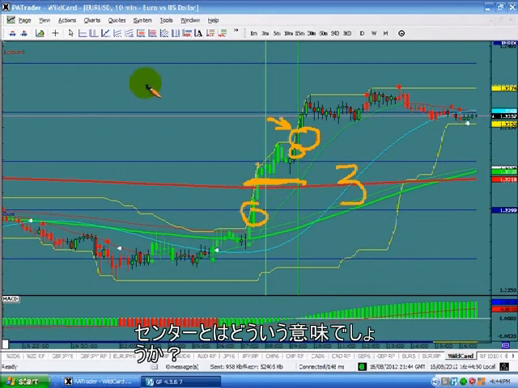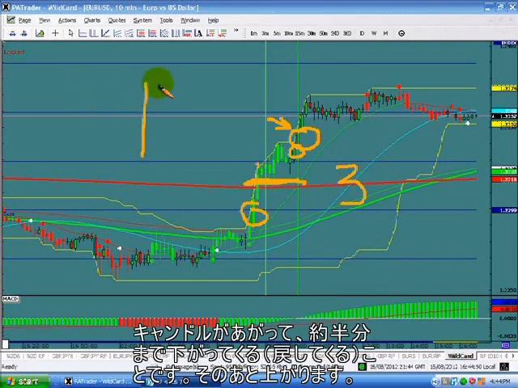So what does a center mean? That means the candle goes up in the air like this, and the next candle comes down about halfway, and then it takes off and goes. Just the opposite if you're going down.